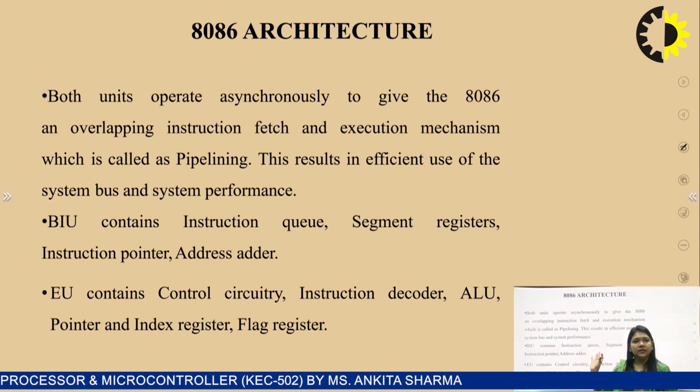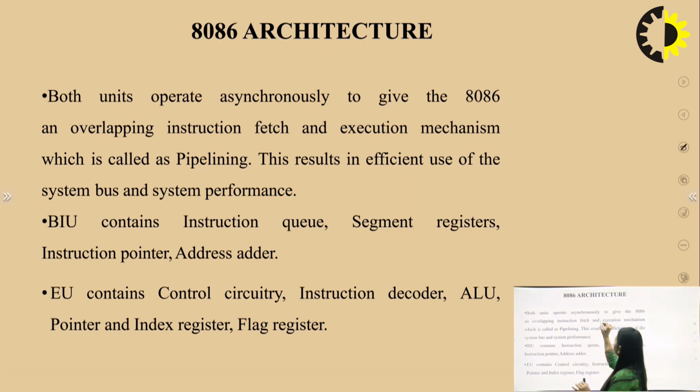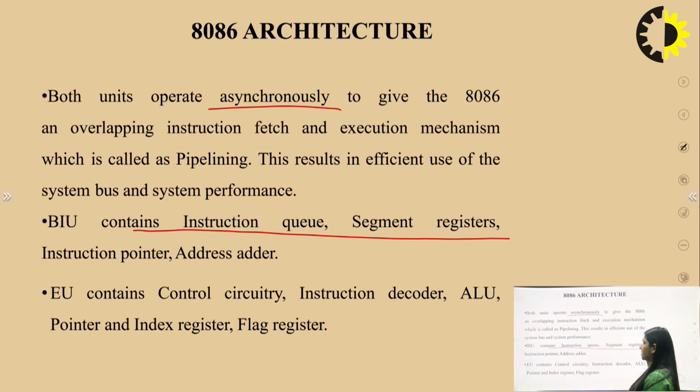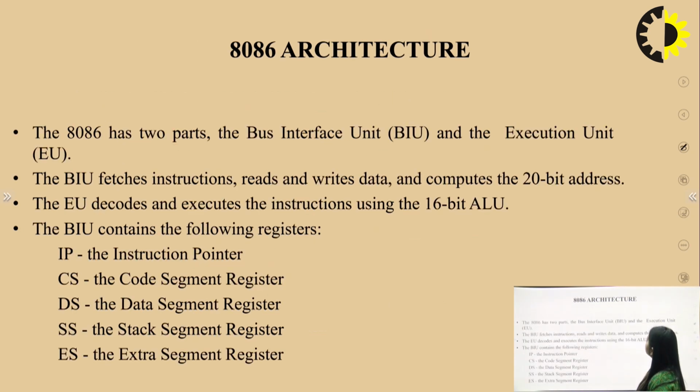These units work asynchronously. It doesn't mean that they will start together and stop together. They work asynchronously to give the 8086 overlapping instruction fetch and so on. The BIU contains the instruction queue, segment registers, instruction pointer and adder, the physical adder which we have just discussed. The execution unit has the control unit, ALU, operands, index registers, flag registers, general purpose registers, source index registers and pointer registers.